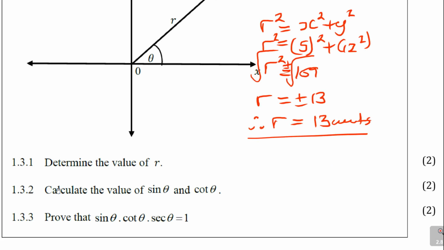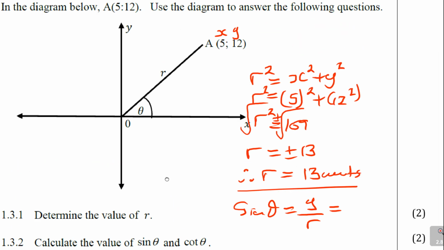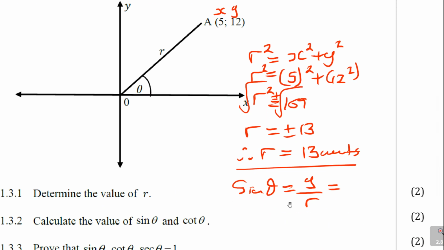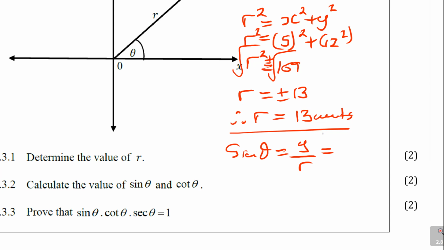Then the next one is calculate the value of sine theta and cot theta. Sin theta is just a repetition here. Sin theta is y over r, which is equal to, what is your y? The y value that they gave me was 12, and the r value is 13. That's it. 12 over 13. That's the first one.